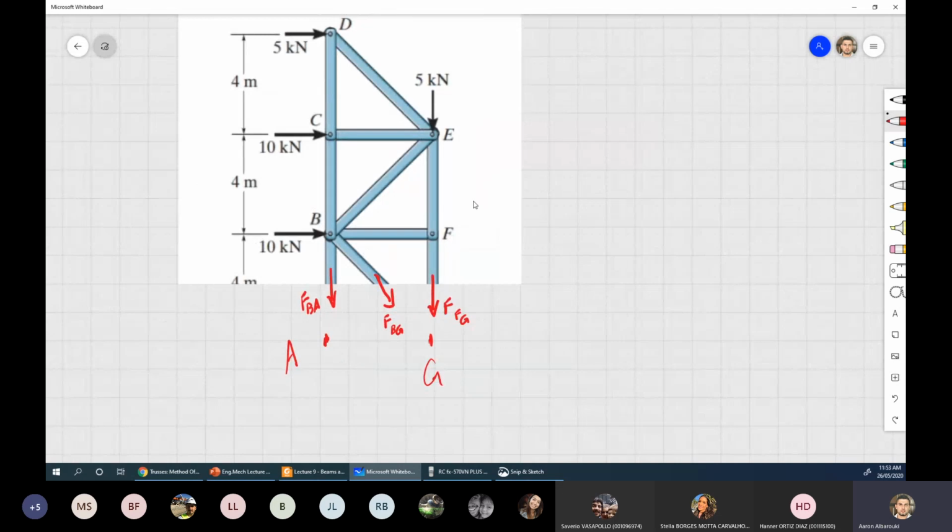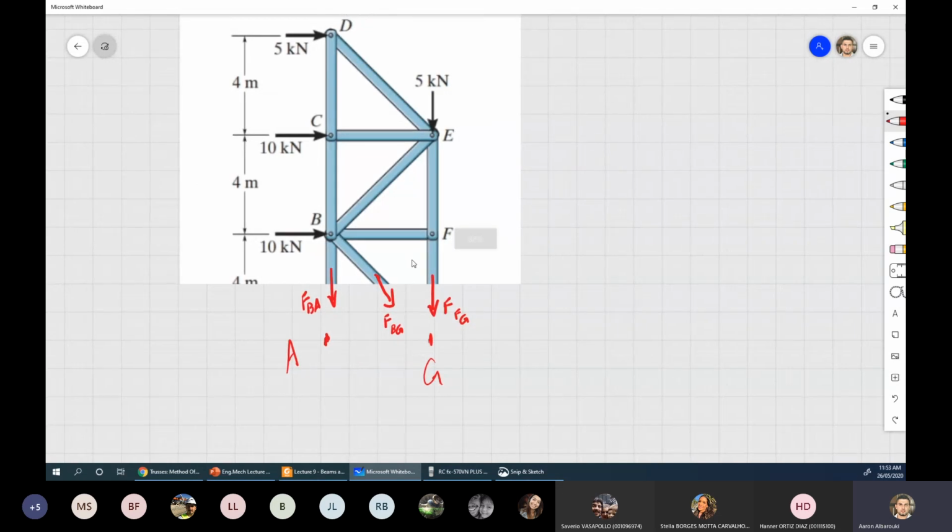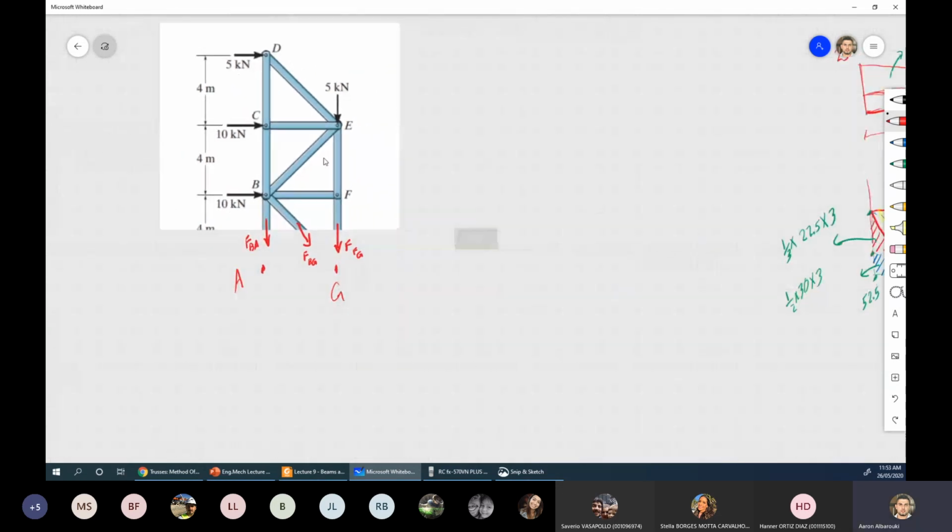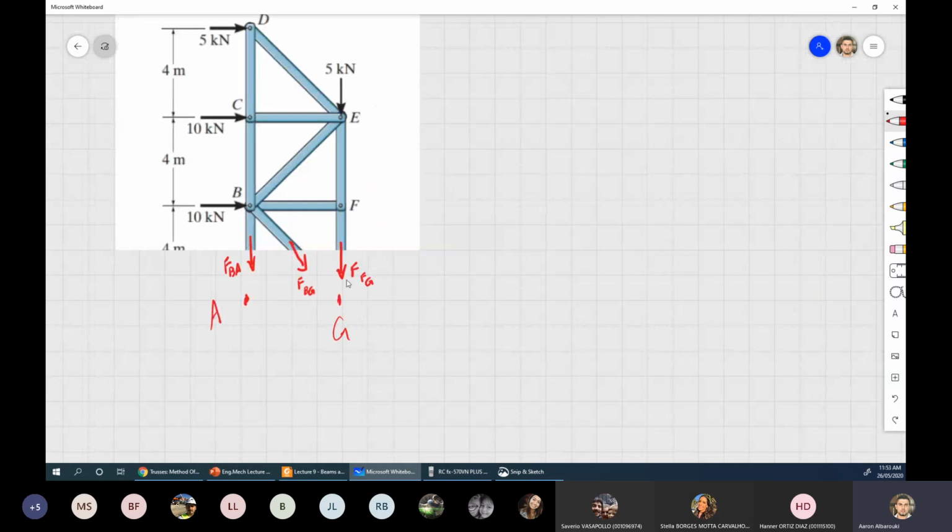And if we take a cross section here, we can do that because simply, actually, we're being asked to calculate FFG, rather than FEF, which would be exactly the same as that because we agreed this is a zero force member. So it doesn't exist. Okay? This is our truss, roughly. Okay.